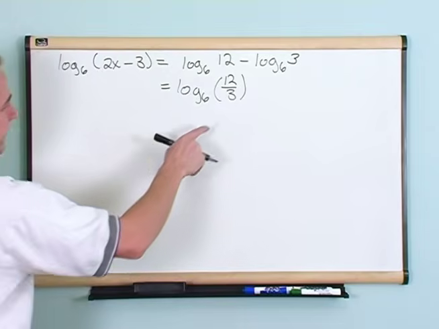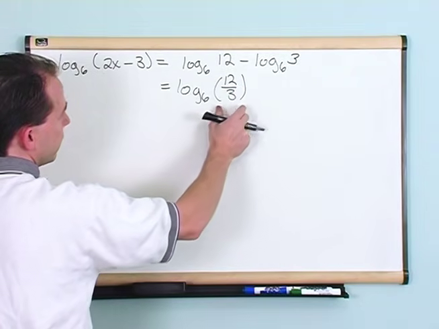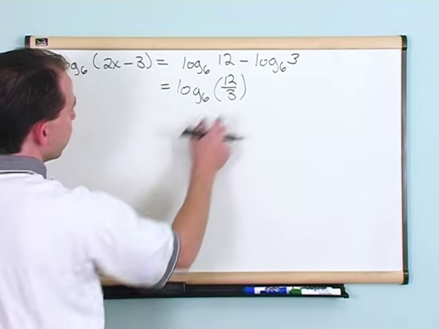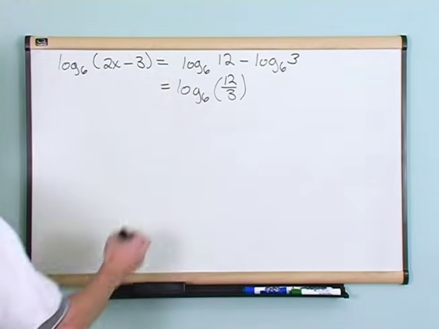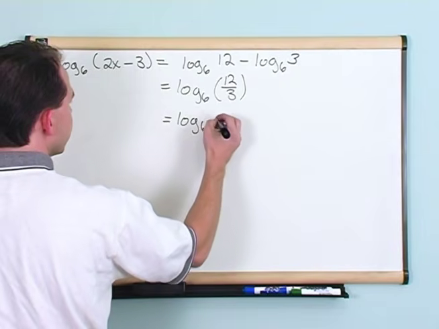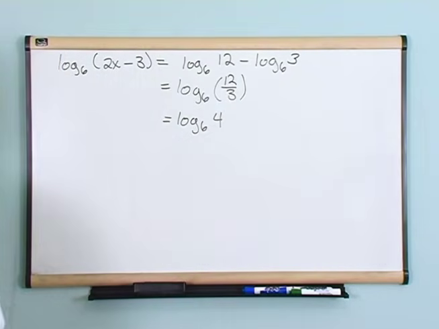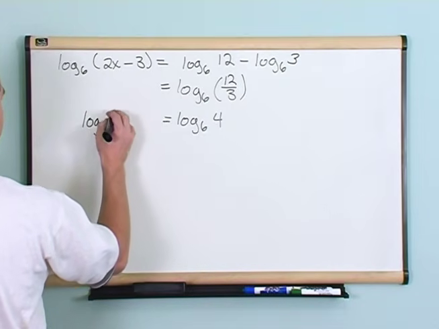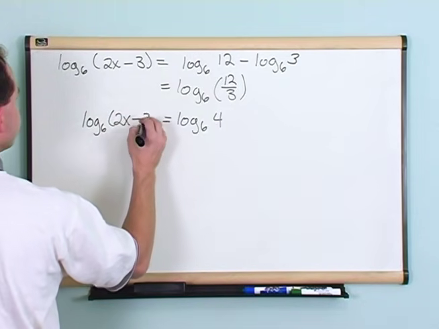We had said that if you have two things divided by each other in here, it's the same thing as taking the log of the top and subtracting the log of the bottom. So you just write it like that. So on the right-hand side, you're just going to have log base 6 of the number 4. Of course, you're still going to have what you had over here on the left to begin with. So I'm just going to write that again.